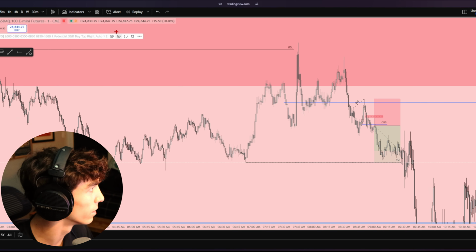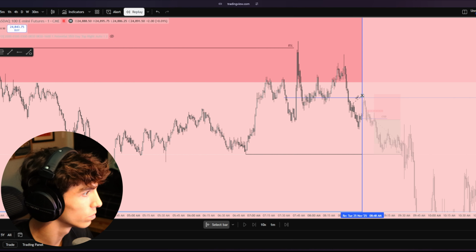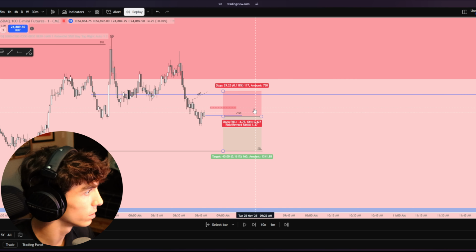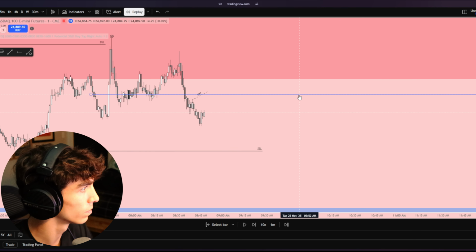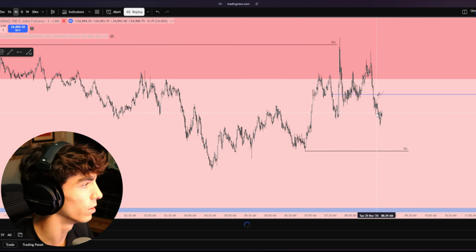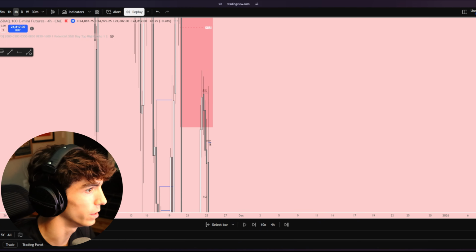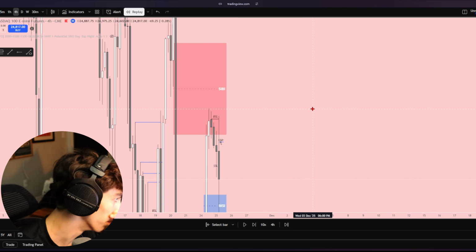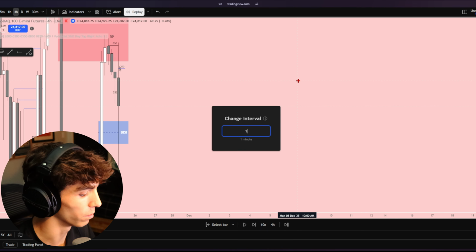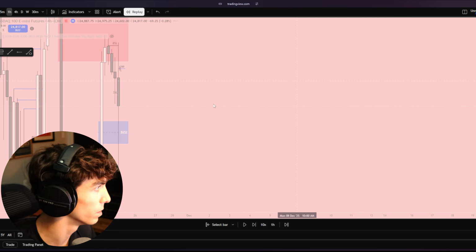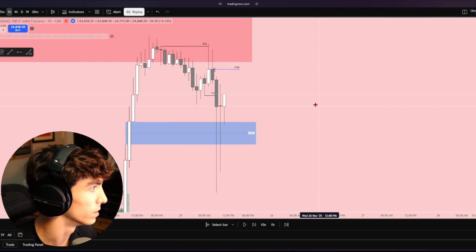Alright, so let me clear out my chart. Looking on the bigger time frame, I realized that we did enter this 4-hour PD array above us. And we did have this 1 hour that I wanted to see us tap into going into open, or just as a bias going into the day.